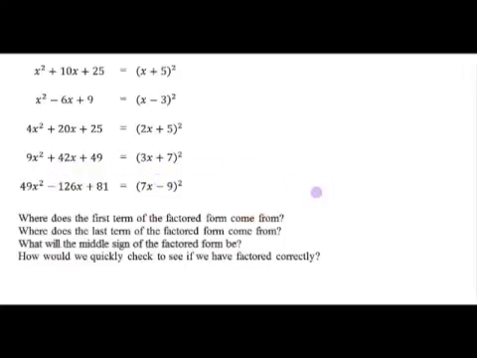So how could we quickly check to see if we have factored correctly? What we could do is square this, and then we multiply those together, which is 5x, and multiply it by 2, or double it, so that makes 10x, and that's our middle. So basically just multiply back out to make sure that we have factored correctly.